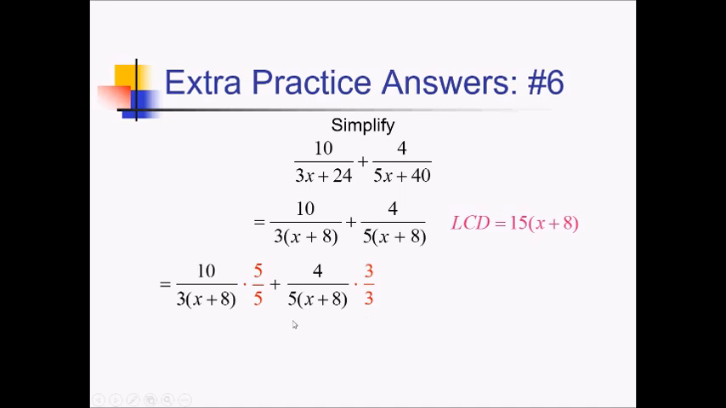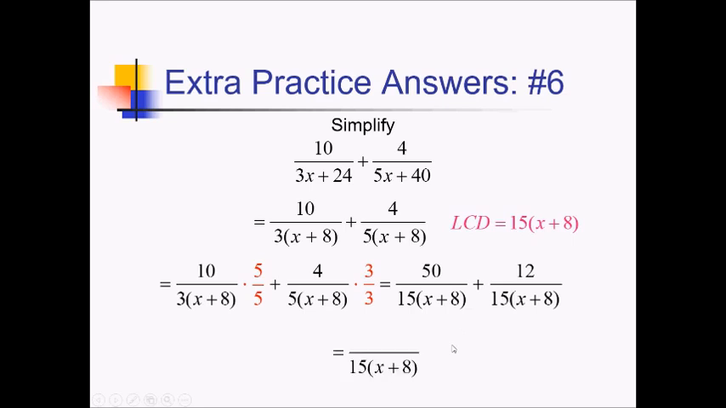Actually multiplying those out, for this first setup now we've got a 10 times 5, or 50 in the numerator, and this is going to be 15 times x plus 8 in the denominator, which was the LCD that we were trying to get. For the second fraction, 4 times 3 gives me 12 upstairs, over 15 times x plus 8. I've got the same denominator, so let me just keep that. And let me add the 50 and the 12 in the numerator. That's going to be 62.